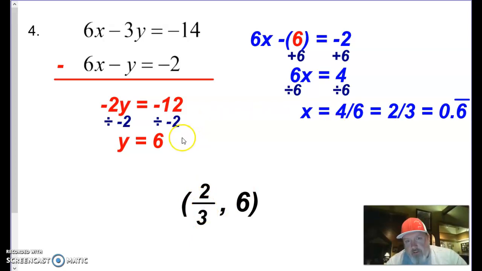I just wrote it in fraction form here, but if you put 0.6 repeating, that's fine. So again, once you have x and y, always make sure that you write that answer as an ordered pair. So for every one of your elimination examples on today's homework, they'll either be opposite terms, where you have to add to cancel them, or they'll be the same terms like this one, where you have to subtract.